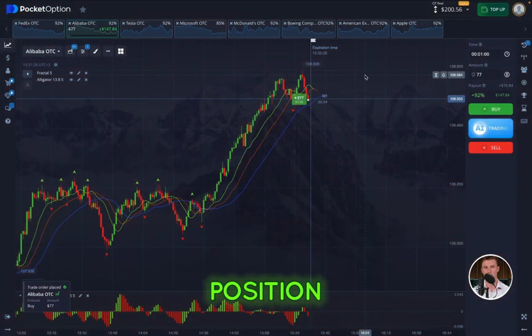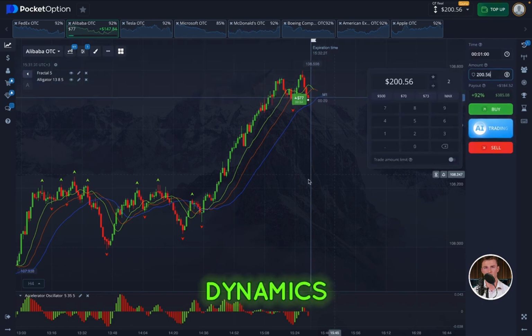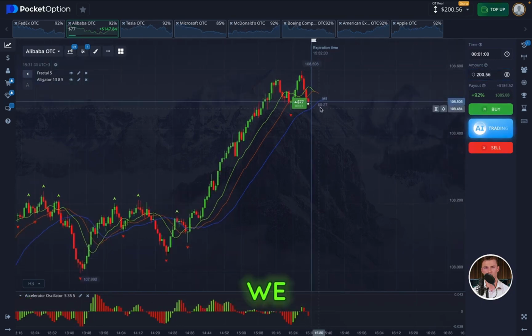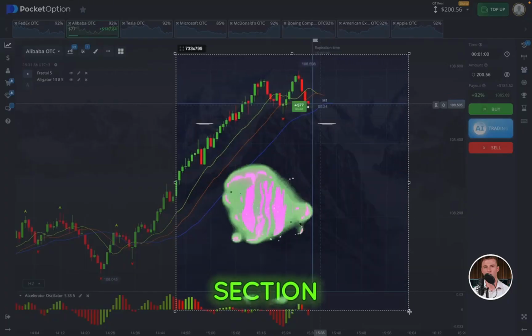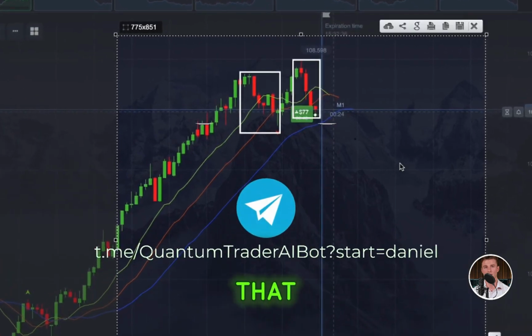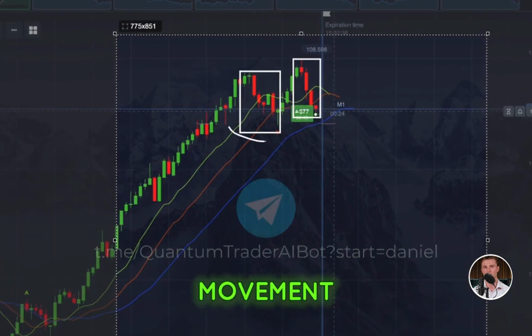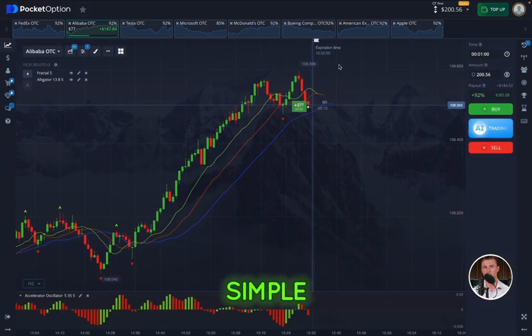Here I will open a position to increase in the direction of the actual dynamics of the trend. We also had a fairly strong pullback for the extreme section of the movement. We had about 2 pullbacks, and I think that in general, the dynamics of movement here should continue the upward movement. So here is a fairly simple opening. Let's look at the result.